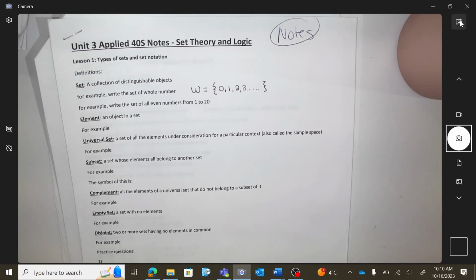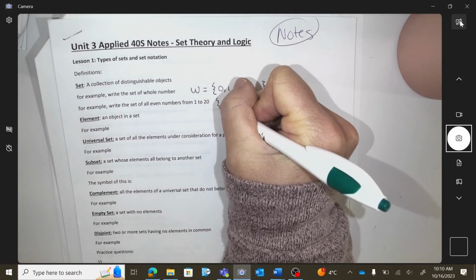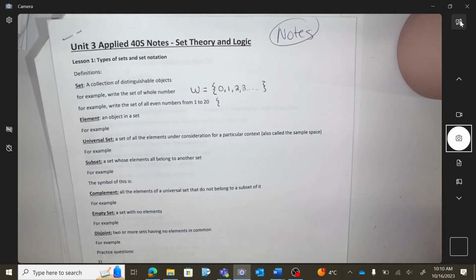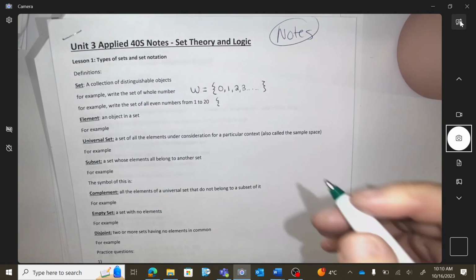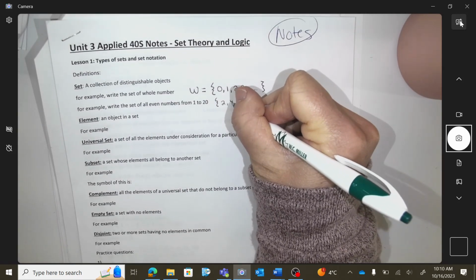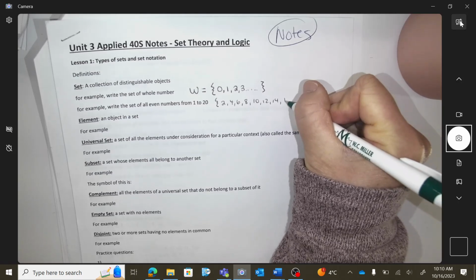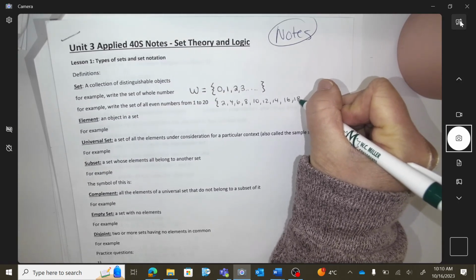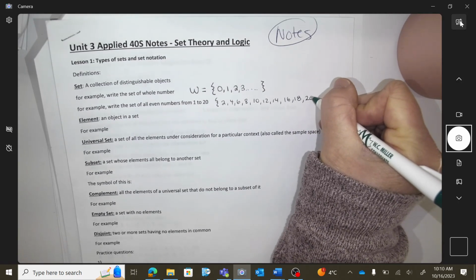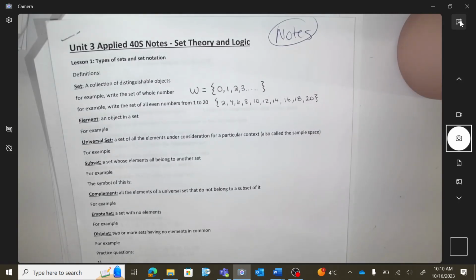The next one says write the set of all the even numbers from 1 to 20. So I'm going to write squiggly brackets. All the even numbers in that would be 2, 4, 6, 8, 10, 12, 14, 16, 18, and 20. And that is all of them.